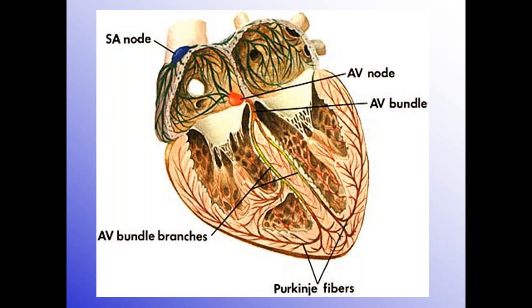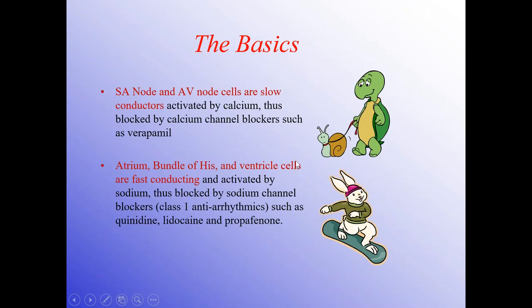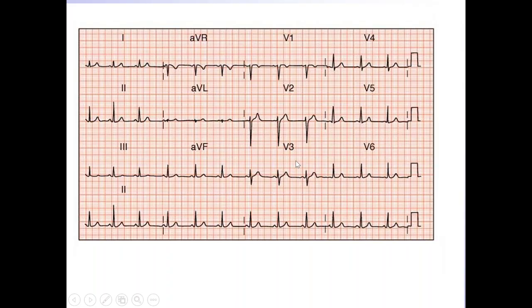Yeah. So you can see that this is the way the conduction system behaves. From the SA node, you reach the AV node. From the AV node, you reach the right and the left bundle. And from there, you reach the Purkinje fibers. So what are the basics? This is something you should absolutely understand.